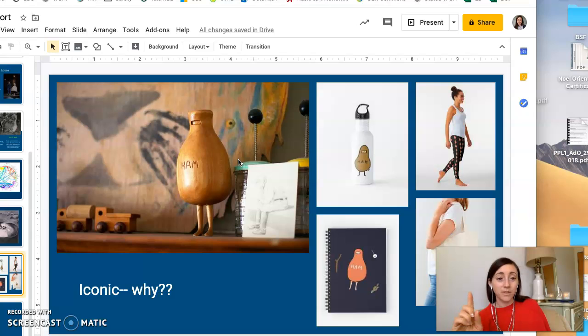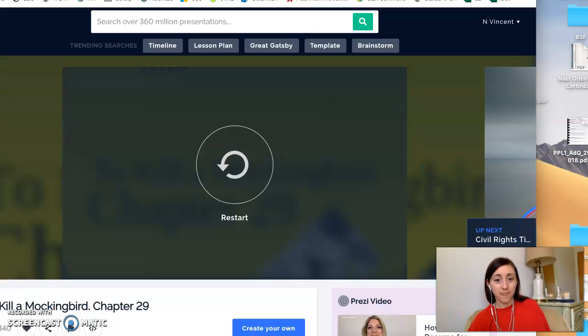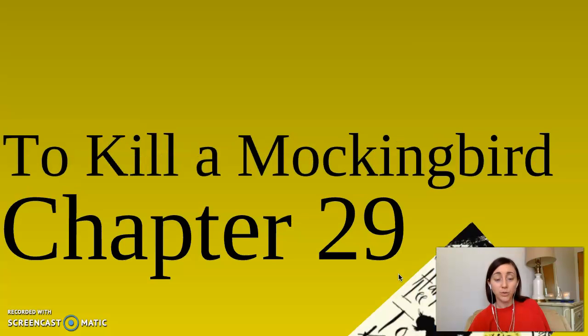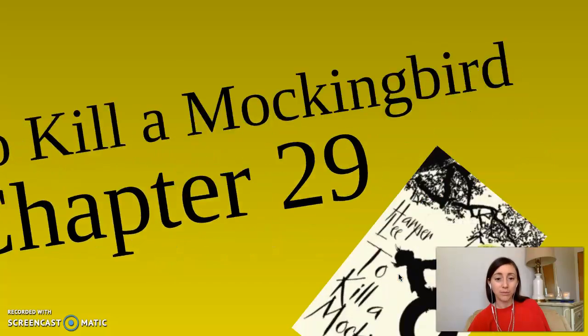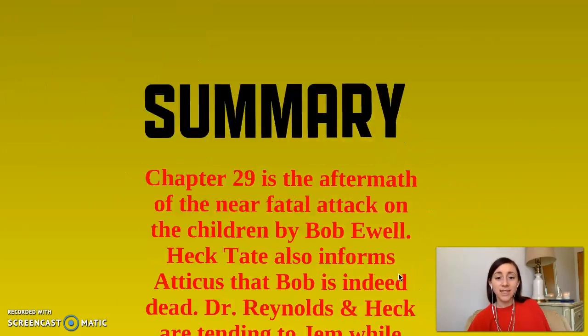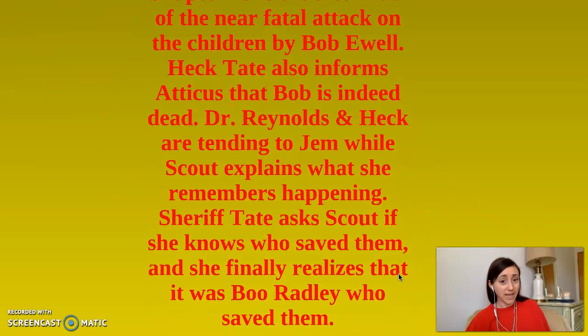Moving into the next chapter, I like this student presentation of chapter 29, so we're going to look through this briefly. With chapter 29, it is the aftermath of the near fatal attack on the children. They go back to the Finch's house. Heck Tate, the sheriff, also comes and he informs the Finches that Ewell is dead.